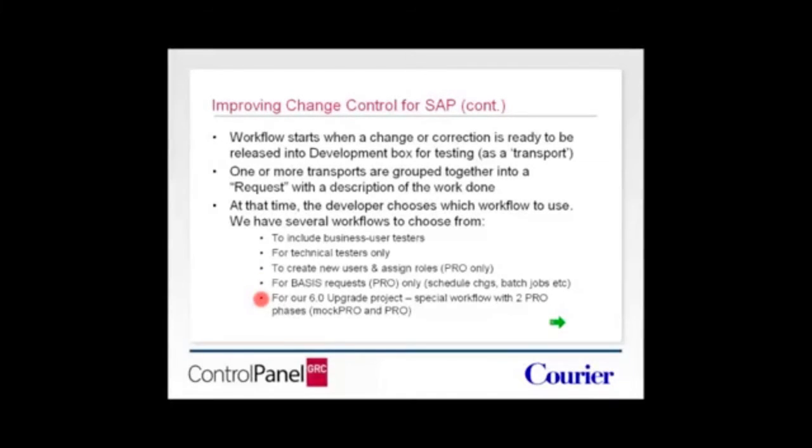We also just finished a 6.0 upgrade project last month, and we made a new workflow just for that project that had two production migration phases, from Mock Pro and Pro, so that we could send everything to our production box as a test, as a mock go live, and then when we were ready for go live, we still had another migration phase, and the attendant approvals needed. It was already in the workflow, and that worked out really well for us.